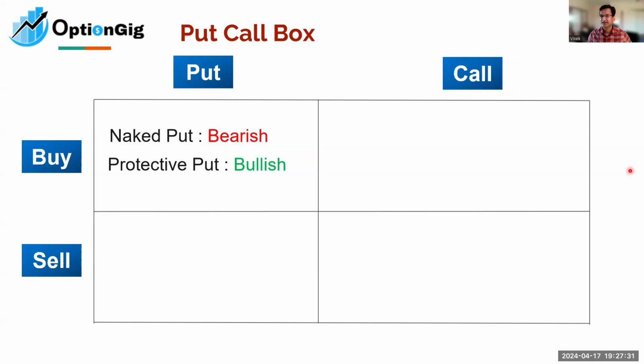Protective put as an insurance to curtail loss. Yes, to curtail the loss. Yes, exactly.